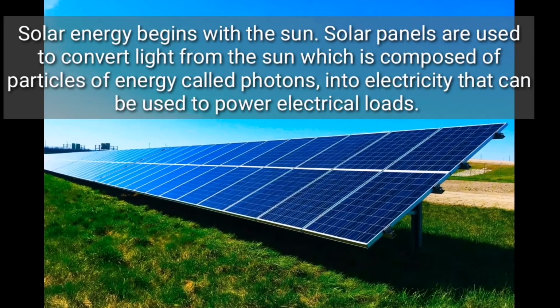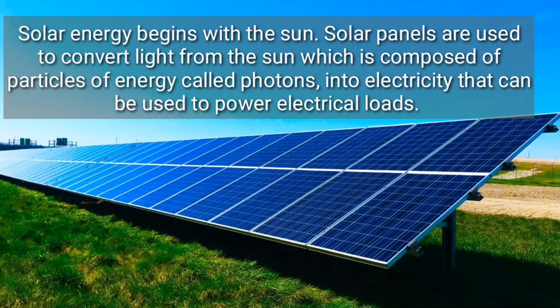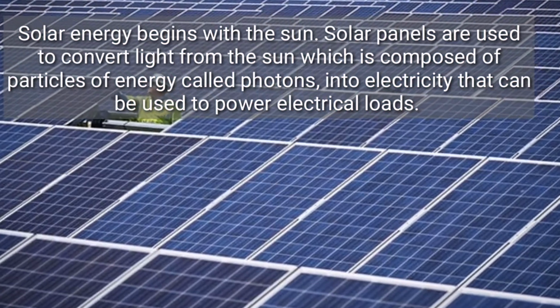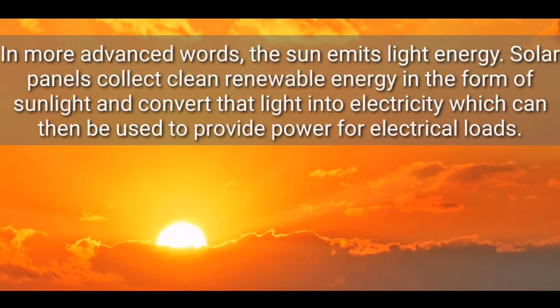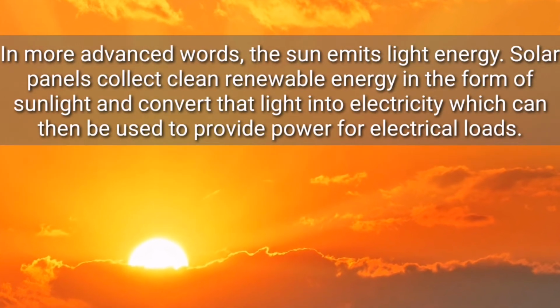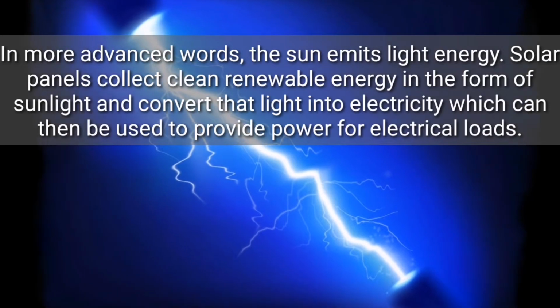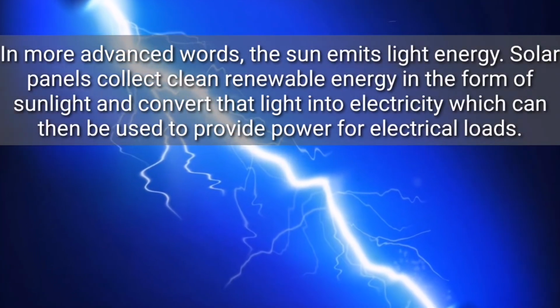Solar energy begins with the sun. Solar panels are used to convert light from the sun, which is composed of particles of energy called photons, into electricity that can be used to power electrical loads. In more advanced words, the sun emits light energy. Solar panels collect clean renewable energy in the form of sunlight and convert that light into electricity, which can then be used to provide power for electrical loads.